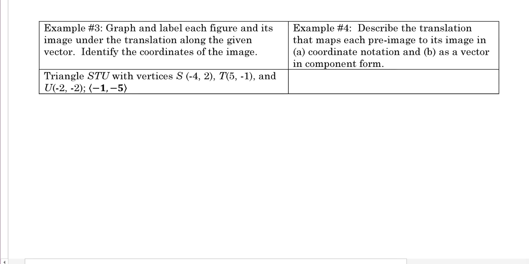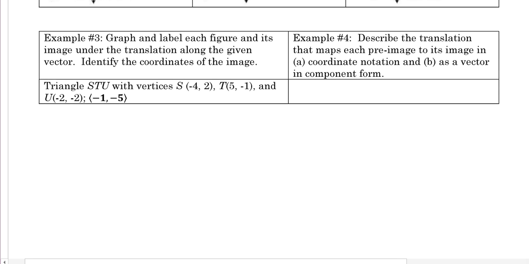Alright, so if we go to example 3, it says graph and label each figure and its image under the translation along the given vector. Identify the coordinates of the image. So triangle STU with vertices, well, you guys can read, and we're going to be translating it along the vector -1, -5.